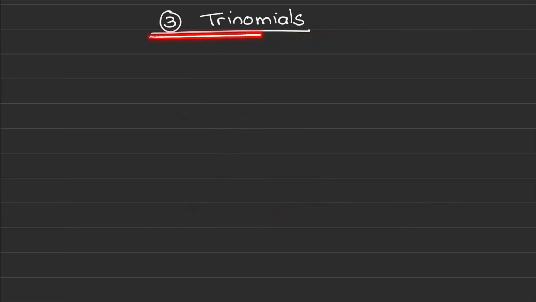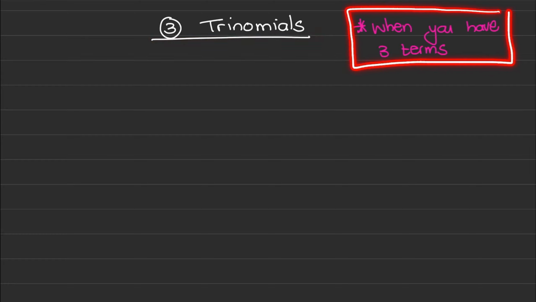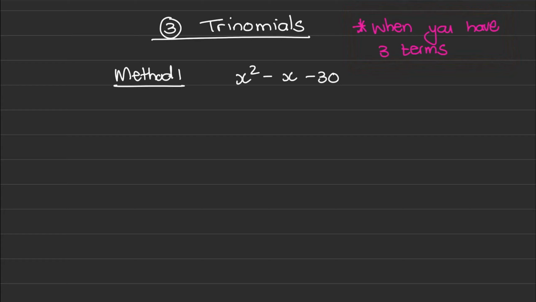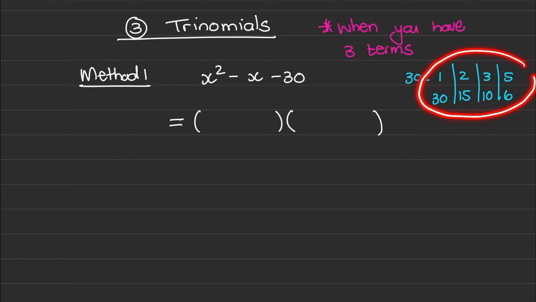In our third example, we'll factorize trinomials. And we normally try to use this method when we have 3 terms. So let me show you 2 methods on how to factorize x squared minus x minus 30. For our first method, we'll focus on the factors of 30. So what I would like to do is I write 30, and the factors of 30 is 1 times 30, 2 times 15, 3 times 10, and 5 times 6. These are the factors of 30, and I wrote them down in their pairs.